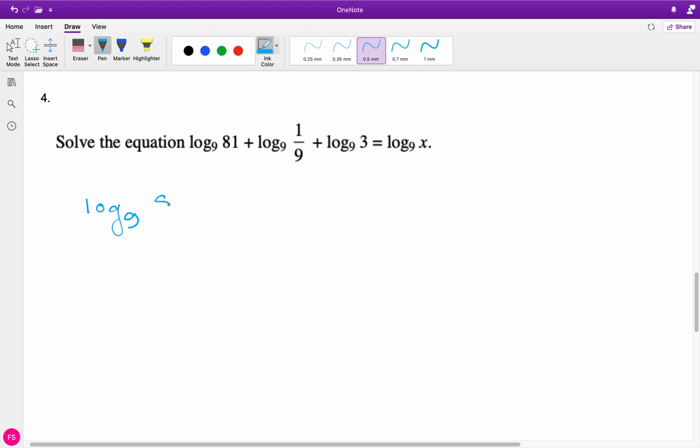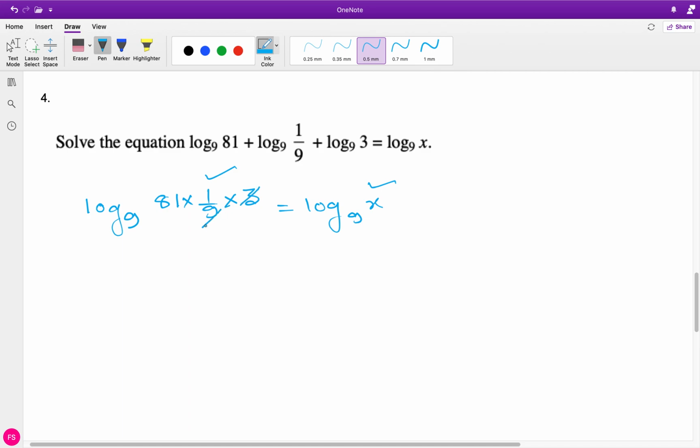This will give us log of 81 times 1 over 9 times 3 equals log of 9x. You have log of 9 on both sides. That means this equals that, and you can get rid of the log. But before I do that, let me simplify this.